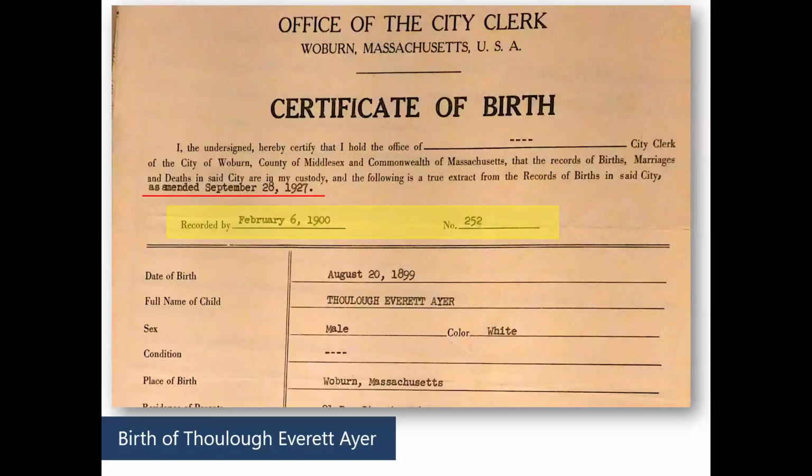So what they've done is they've told me that the original was recorded on the 6th of February, 1900, and it was record number 252 for that particular time period. The one thing that I've underlined in red says, as amended September 28, 1927. Now, he got this certificate in 57, and so that would have made him roughly, not quite 58, because his birthday was in August.